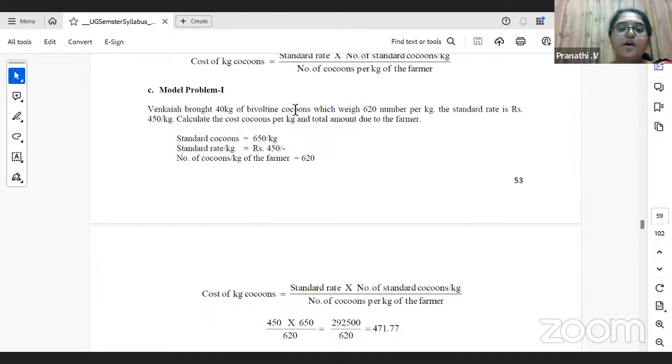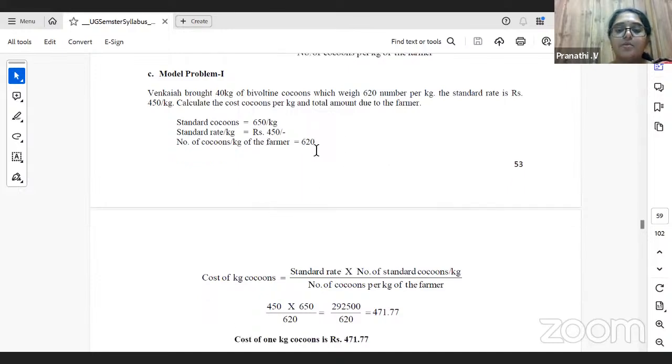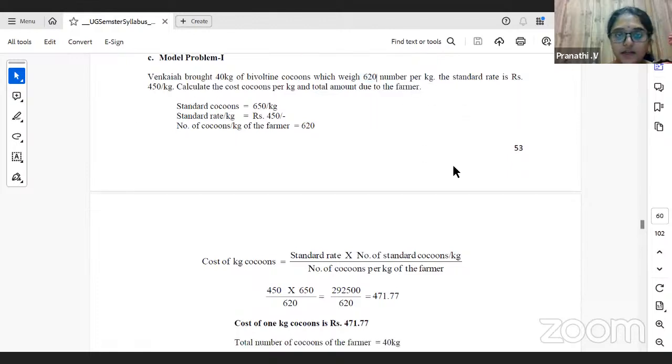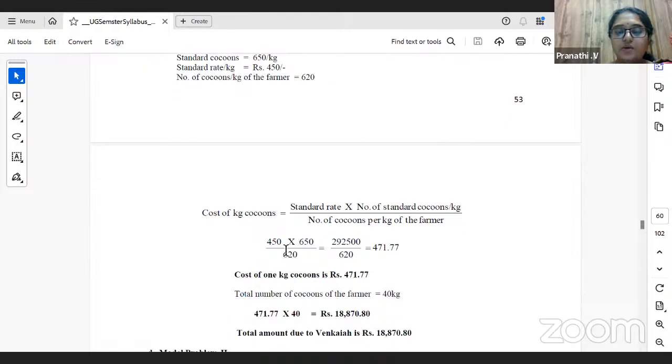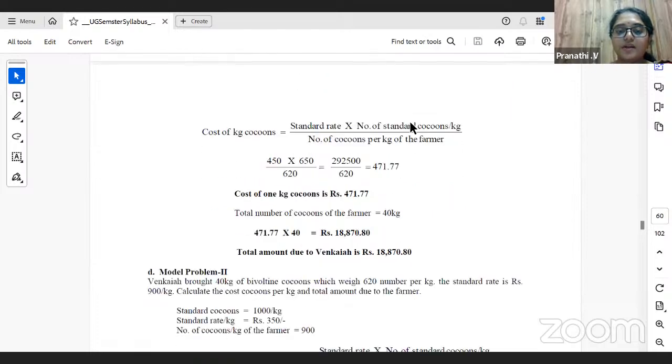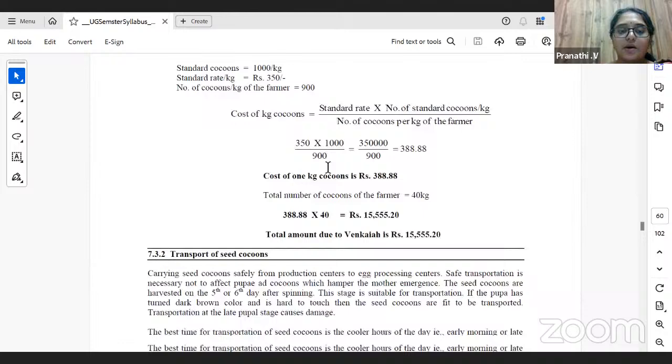So you have different problems that are given, when they have like 40 kilos of bivoltine and the weight is like 620 number per kilo. Standard rate is around 450 per kg. So what happens is you're going to get standard rate into 650 per kilo, divided by 620, which is the number of cocoons per kilo of the farmer. So you have problems of it.